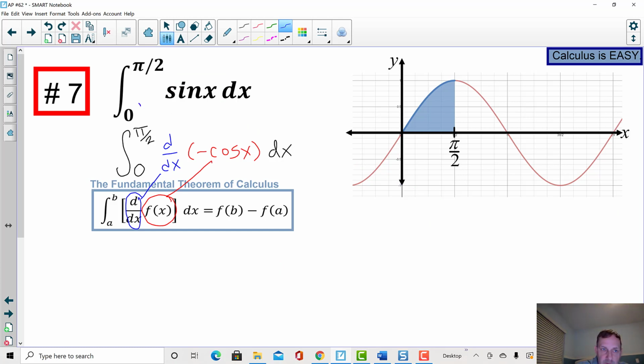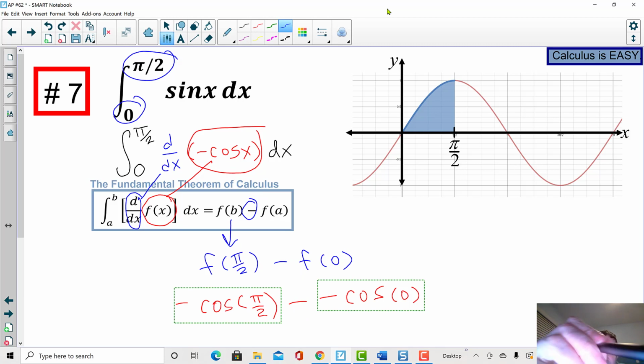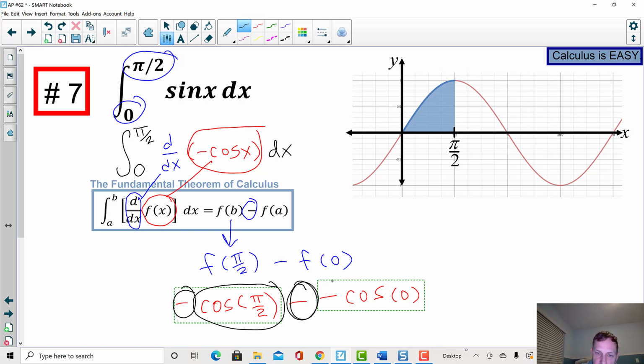And if we match it up to our rule, our function would be negative cosine of x. And since we're going from 0 to pi halves, I want to plug in the end first, so I want to plug in the pi halves first, and then put a minus, and then plug in 0 next. Again, my function is negative cosine of x, and then minus. Now, one of the most common mistakes is that people only put one minus here. Remember, the rule requires a minus, and the function itself is negative. So that's why I always recommend putting a box around it. And this way, you're less likely to make a mistake. It's negative cosine evaluated at pi halves, and then minus, and then again, negative cosine evaluated at 0.